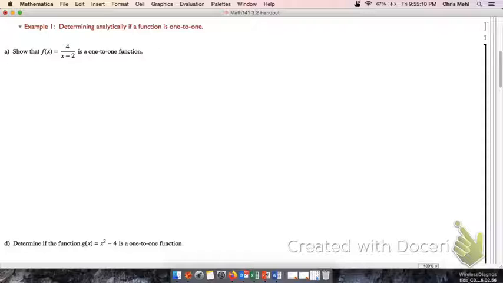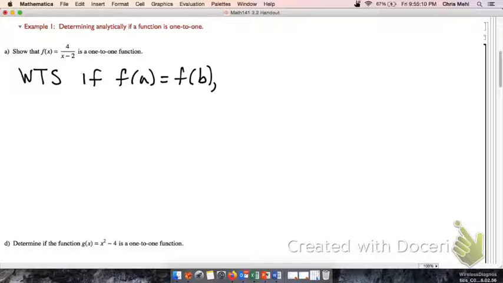Okay, so example 1, we're going to show that f of x equals 4 over x minus 2 is a 1 to 1 function. So what you do is, what I want to show is that if I set f of a equal to f of b, I want to show that if f of a equals f of b, then the only way that can happen is if a and b are the same.